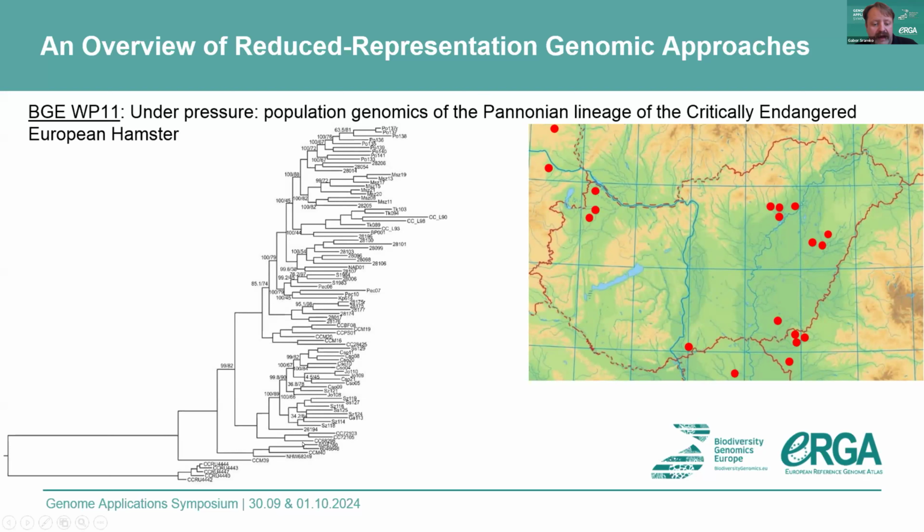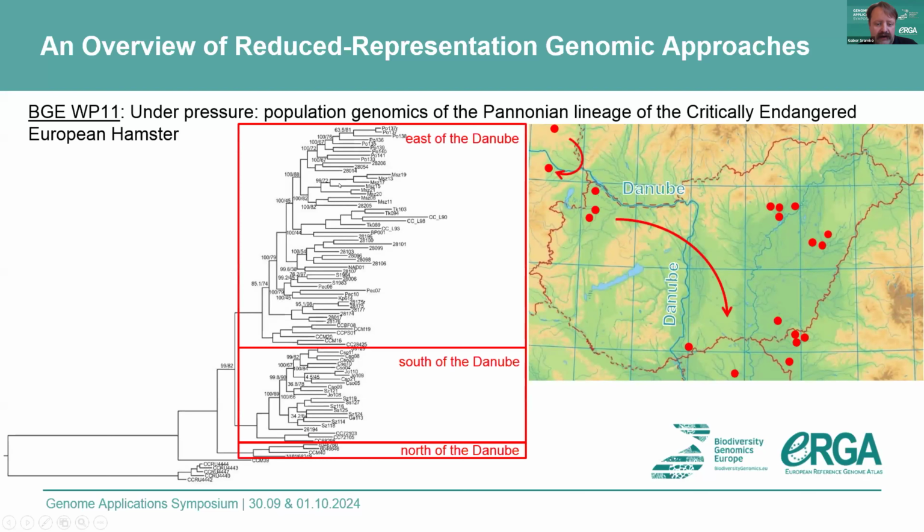And then we have 1, 2, 3 main lineages. And these 3 main lineages are clearly connected to the Danube, because we have one lineage north of the Danube from Czech Republic and northern Austria. And just across the Danube, the Vienna samples are here in this lineage, where we have samples together on the southern side of the Danube. And then the rest is in this group, which is east of the Danube. So basically, the Danube is really an important barrier for this species.